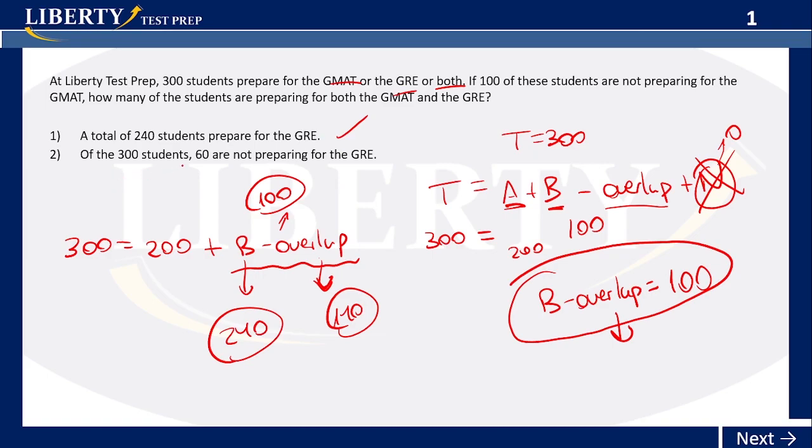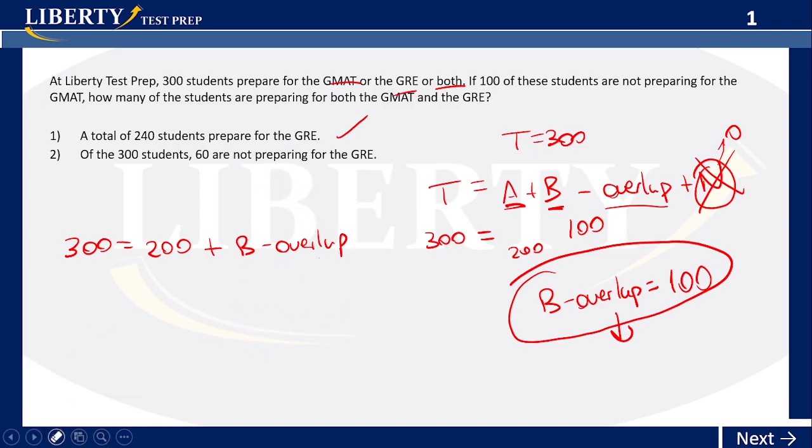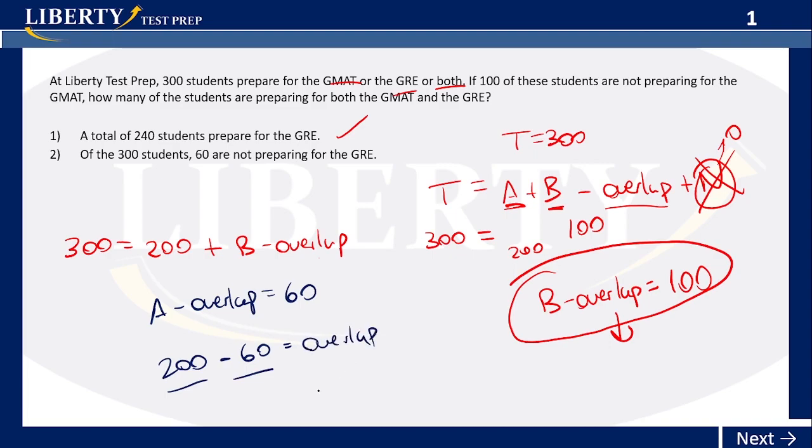Now, 2. Of the 300 students, 60 are not preparing for the GRE. If 60 are not preparing for the GRE, what type of information would that be? Those that prepare only for the GMAT, which means A minus overlap would be equal to 60. Then 200 minus 60 is equal to the overlap, so the overlap is 140. You also get it. So in this case, D. You have two ways to get the overlap.